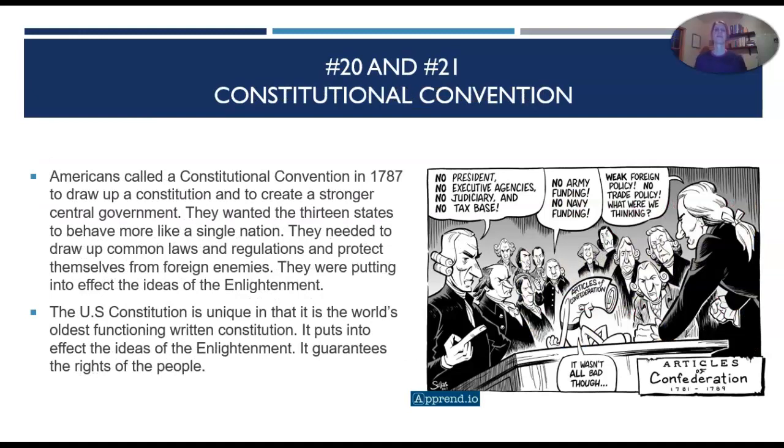Questions number 20 and 21, the Constitutional Convention. Americans called a constitutional convention in 1787 to draw up a constitution and to create a stronger central government. They wanted the 13 states to behave more like a single nation. They needed to draw up common laws and regulations and protect themselves from foreign enemies. They were putting into effect the ideas of enlightenment. The U.S. Constitution is unique in that it is the world's oldest functioning written constitution. It puts into effect the ideas of enlightenment. It guarantees the rights of people.